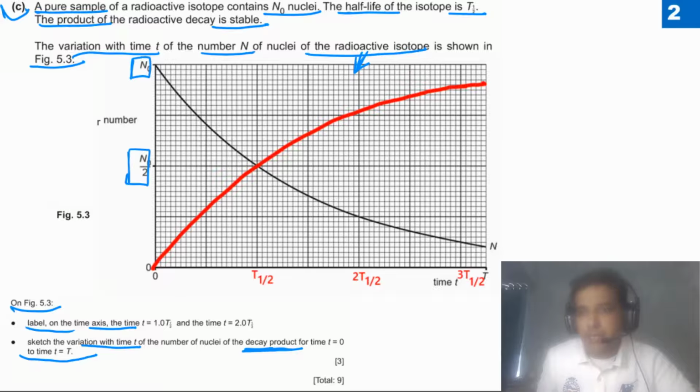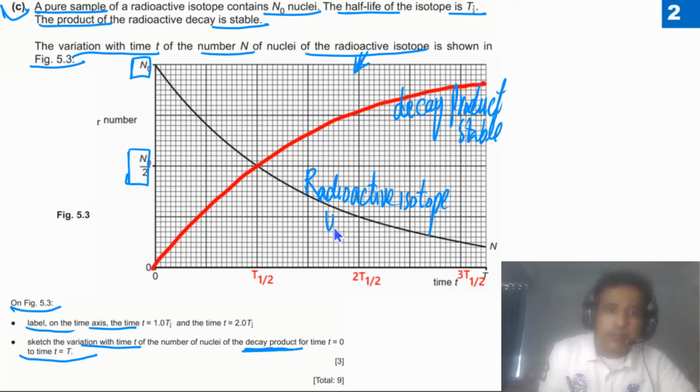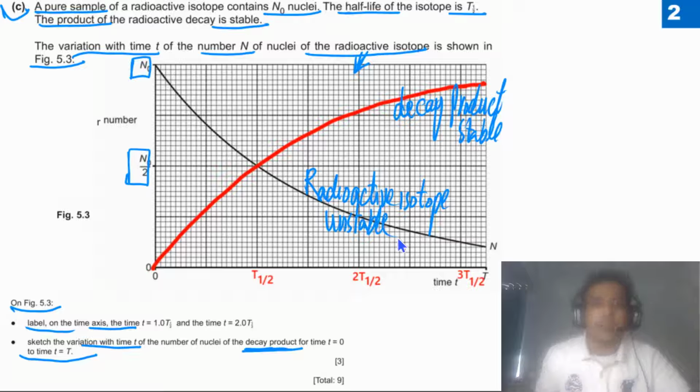Let me highlight one point. This is for the radioactive isotope. Just label this one. And this is for the decay product. The decay product is stable. This one is stable, but this one is unstable. So this is all you need to do for this question.